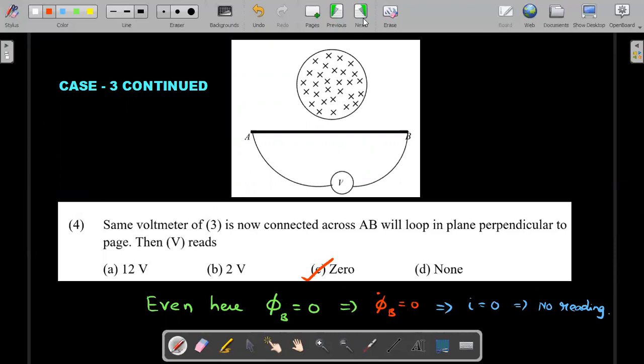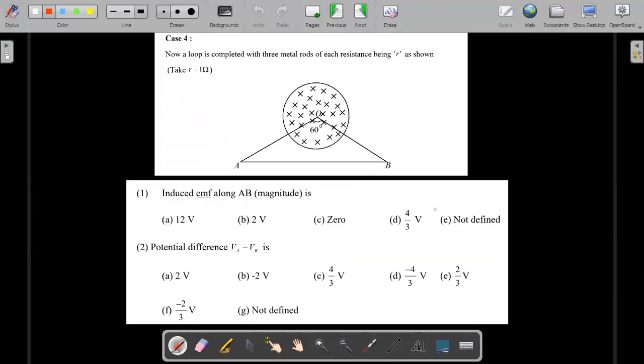Okay, fourth one, let's make it more exciting. Now what I do is, apart from the rod, I place even material rods like this. So now I have closed a loop with a material. Now a loop is completed with 3 metal rods of each resistance R. So this is R, this is R resistance, and this is R resistance. Take the value of small r equal to 1 ohm. And the same old idea of pi r square dB by dt of this is 12 volt. Right. So the induced EMF along AB magnitude, that's the first question. Potential difference VA minus VB.